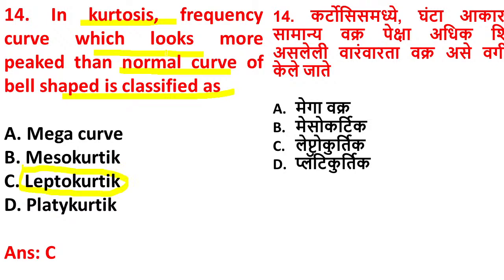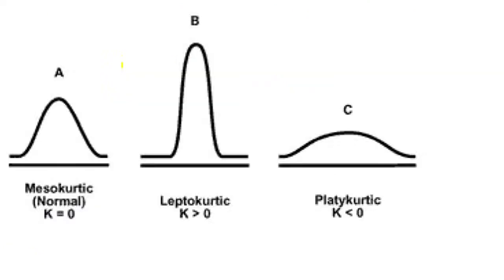Yes, a frequency curve which looks more peaked than the normal curve is leptokurtic. If you observe here, you will come to know. So this is mesokurtic, and if the curve is more peaked than the normal distribution, it is leptokurtic, and if it is less peaked, it is platykurtic.